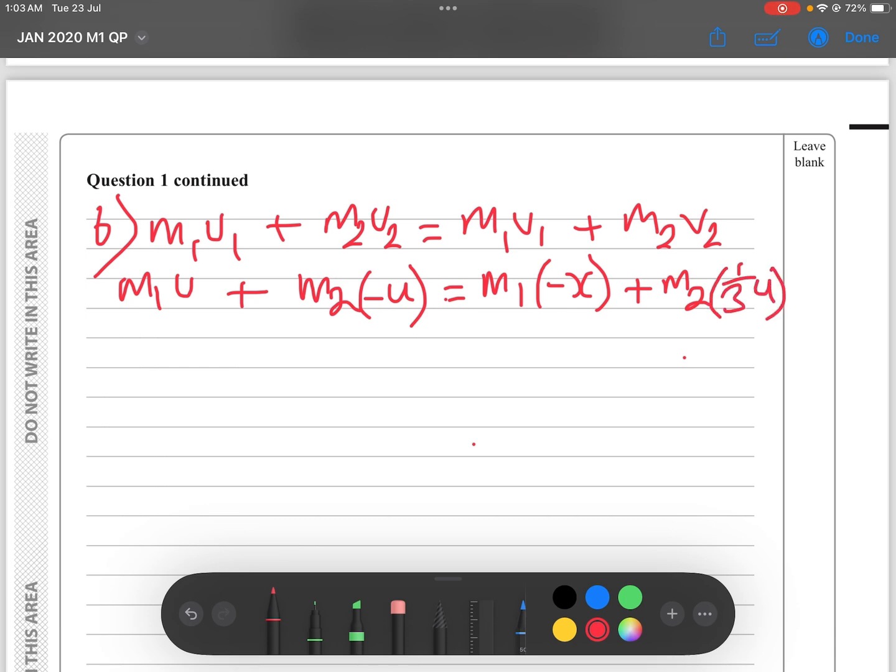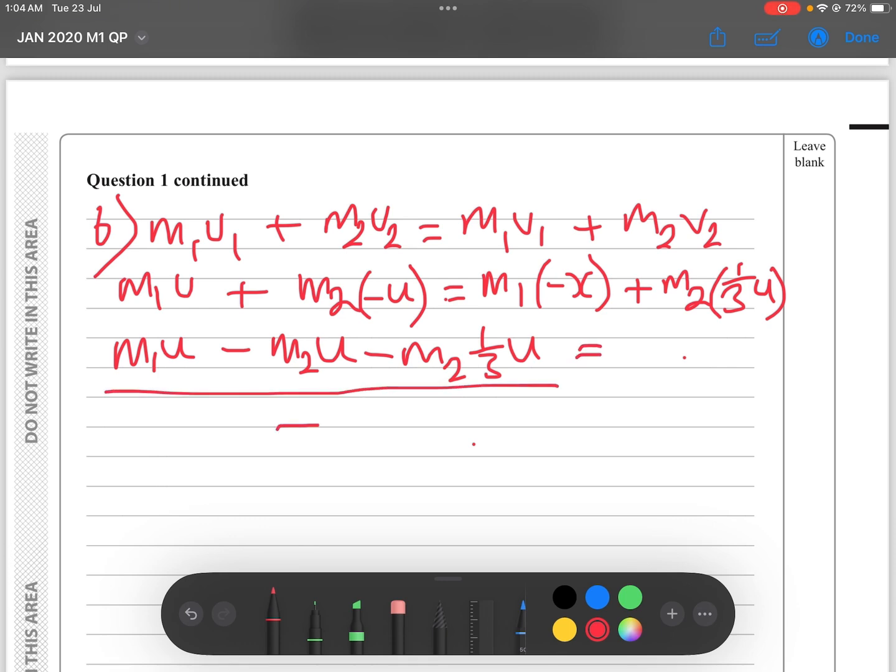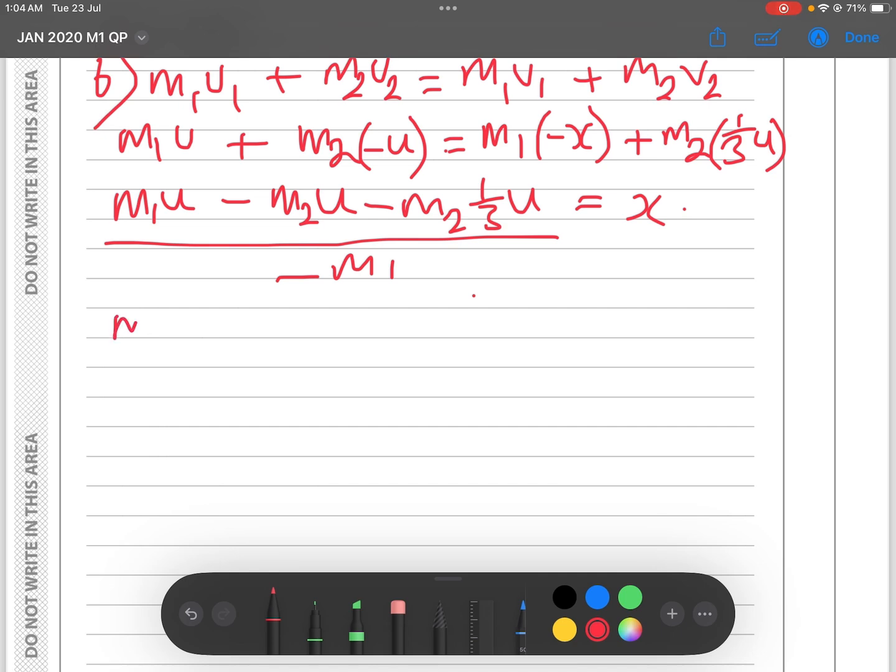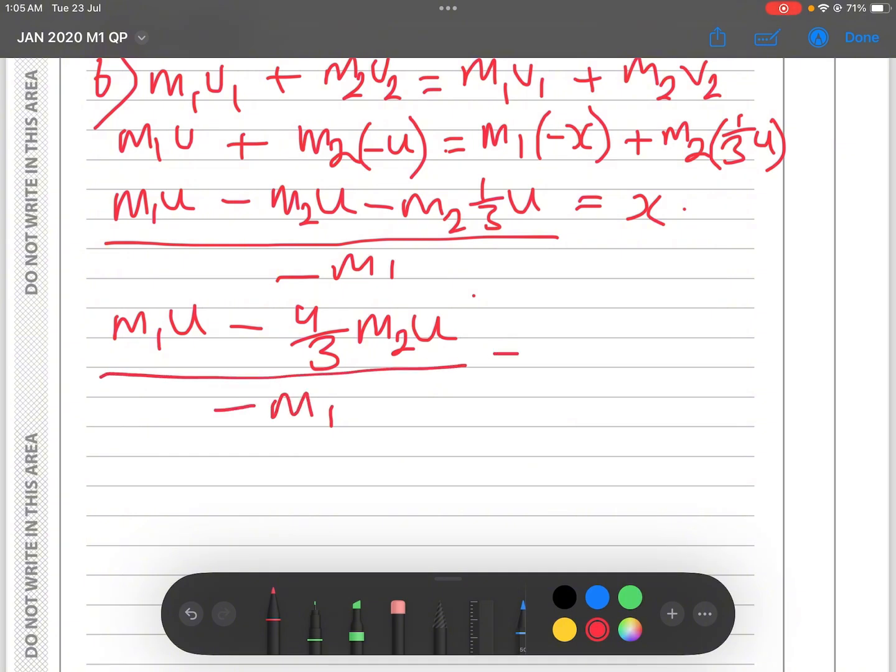Okay, and now the only thing to do is m1u minus m2u minus m2 times 1/3u, divided by minus m1, which makes x the subject. Now we are going to simplify it. m1u minus 4/3 m2u, whole thing over minus m1 is equal to x.